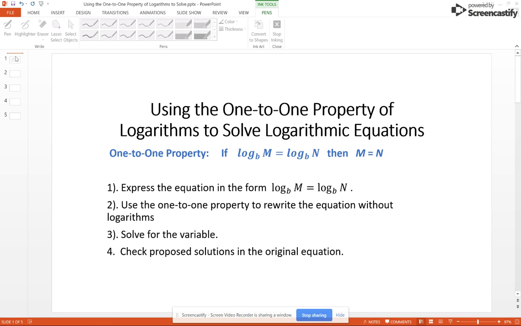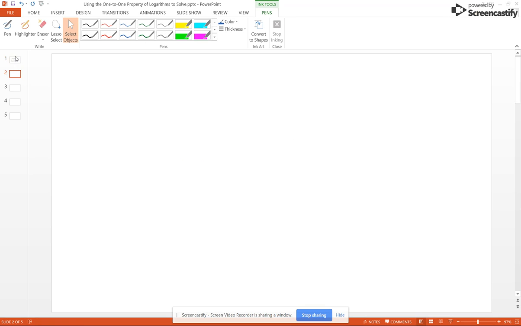Now, to use this property, we first have to express the equation in the form of log base b of m equals log base b of n. Then we're going to use the one-to-one property to rewrite the equation without the logarithms, and then you should be able to solve for the variable. Because logarithms have domain issues, you need to check your solutions in the original equation or with the domain. Now, let's look at a few examples here.